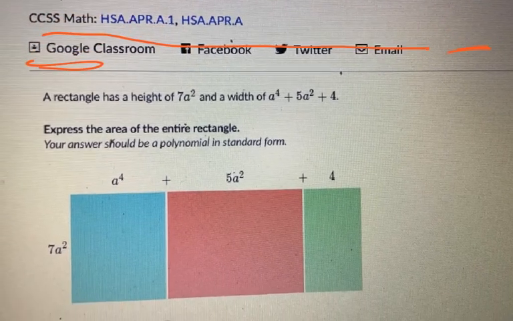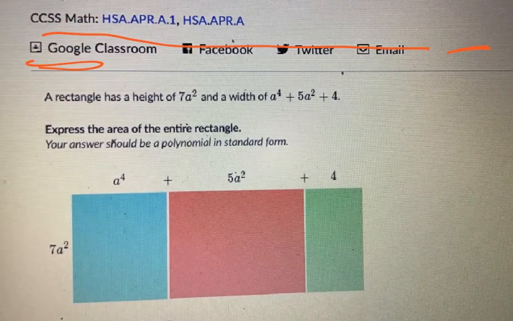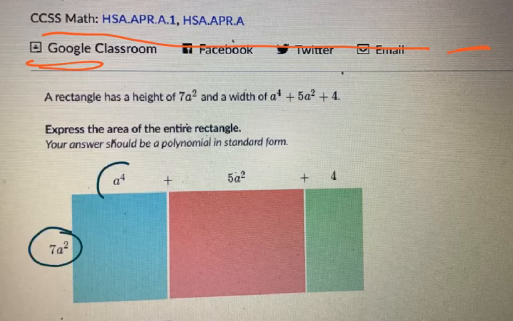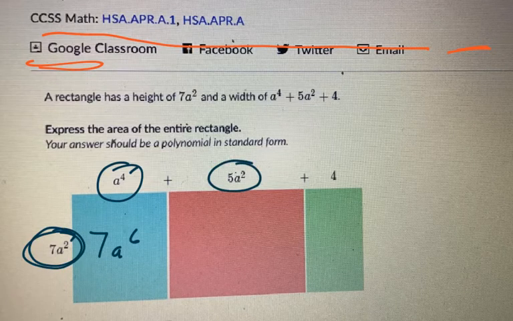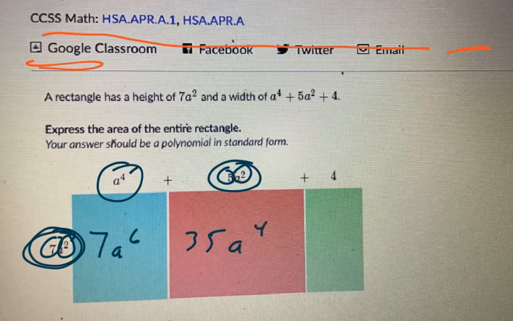If we look at this problem, let me slide this up here. Here is our nice area model set up for us. All we're going to do is take 7a squared times a^4, and that's 7a^6. Remember, when we're multiplying, we add exponents. So the 2 and the 4 there make 6. All right? And then we're going to take 7a squared now times 5a squared. 7 times 5 is 35. a squared times a squared is a^4, because 2 plus 2 is 4.